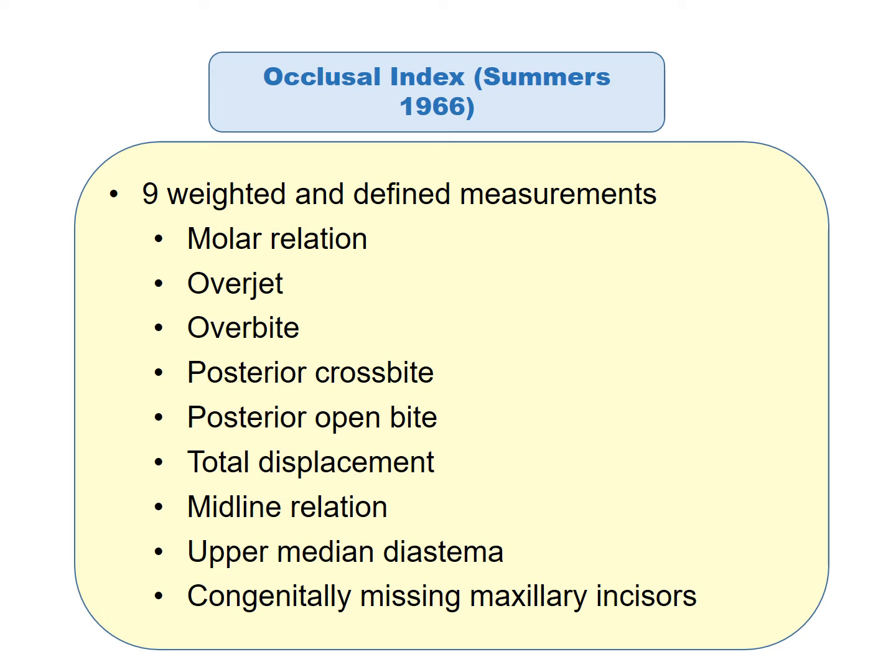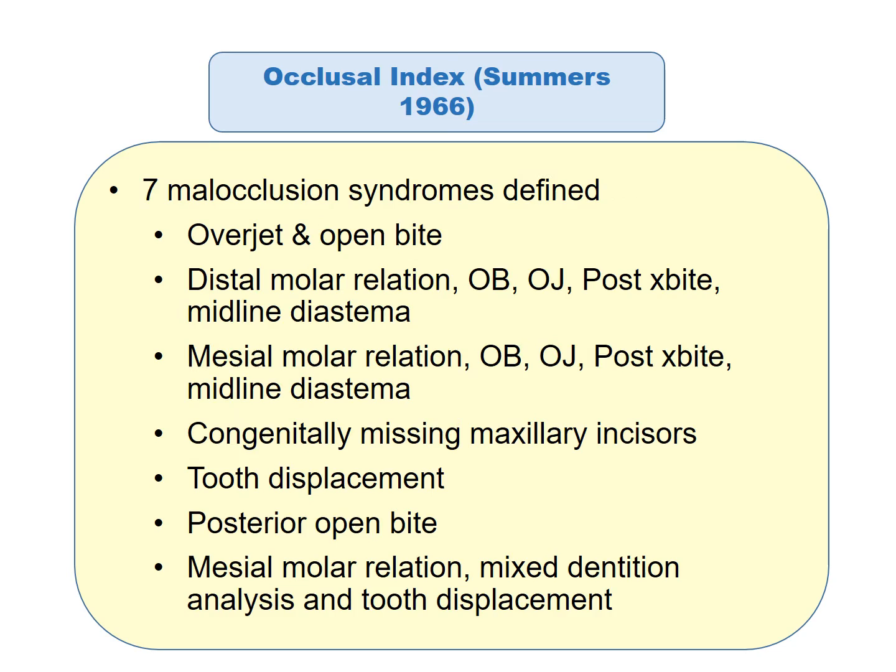Under the occlusal index there are 9 weighted and defined measurements, namely molar relation, overjet, overbite, posterior crossbite, posterior open bite, total displacement, midline relation, upper median diastema and congenitally missing maxillary incisors. Based on those 9 measurements, there are 7 malocclusion syndromes defined by this index.